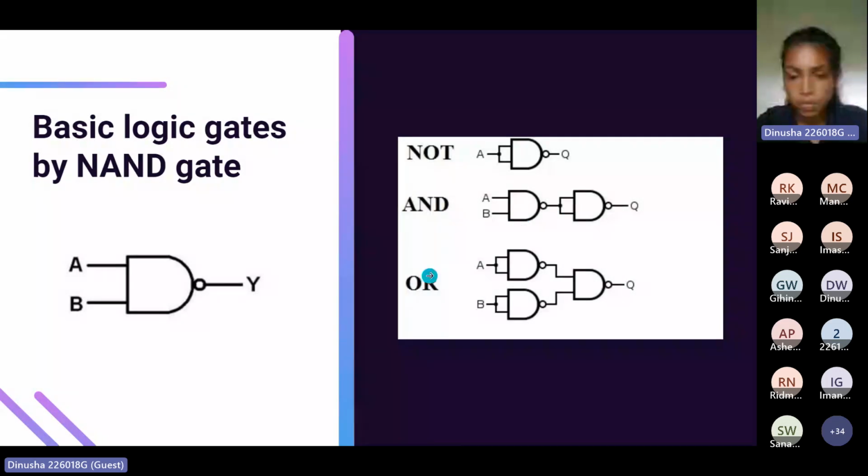So after that, we can make OR gates also with these NAND gates. We can make it like this, where the inputs are passed through NOT gates, and their outputs act as the inputs of the NAND gate in here, and it helps us make the OR gate.